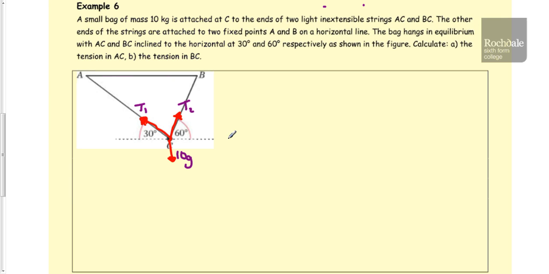The other ends of the strings are attached to fixed points A and B on a horizontal line. Again, we could imagine that's a ceiling. And then we've got some angles labelled 30 degrees and 60 degrees as shown.